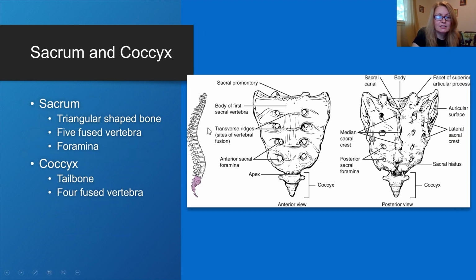Sacrum and coccyx. Sacrum is a triangular-shaped bone, 5 fused vertebrae. So that's your sacrum. And this is the coccyx, or what we call the tailbone. It's 4 fused vertebrae. They do have these foramina, anterior sacral foramina and posterior sacral foramina, and this is where spinal nerves exit through. So the spinal nerves exit through these foramina, right?